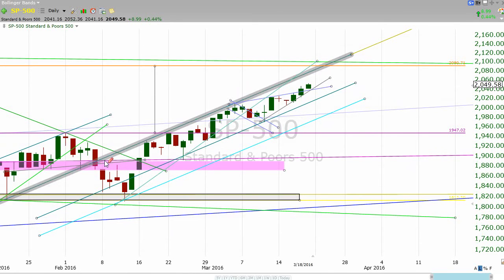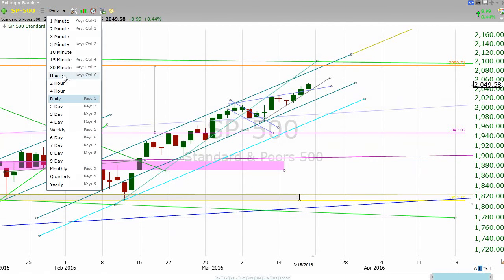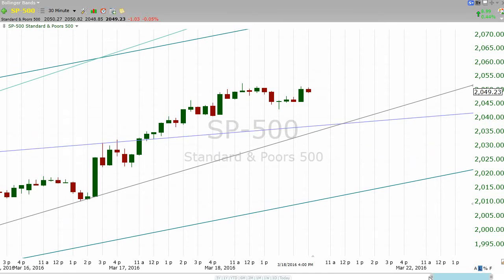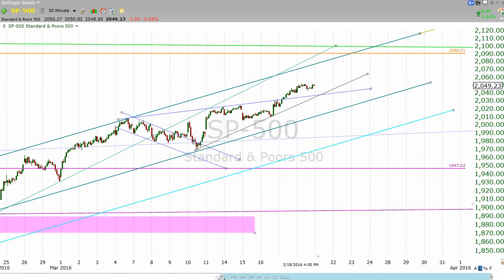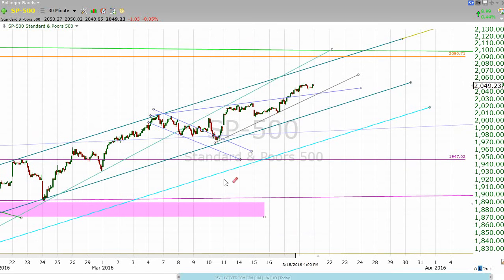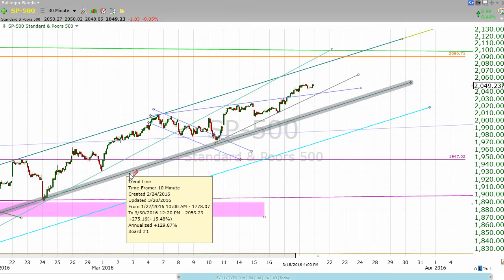This is the week where we had that hammer. Okay, then it's been up in a channel ever since. And this week I've made a change in the chart, and that is I have made this line now our support line. Why did I do that?